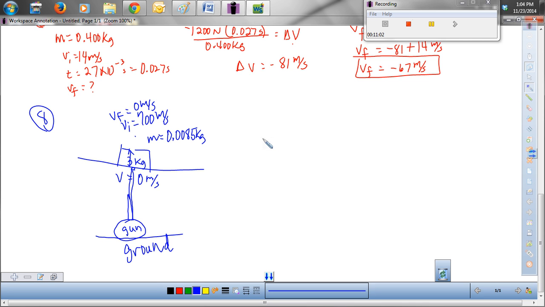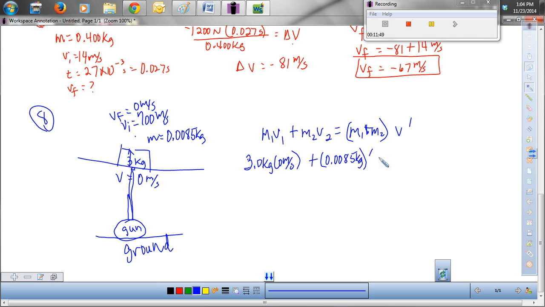All right, so I have M1V1 plus M2V2 equals M1 plus M2, because now they're stuck together, times V prime. Let me think about what I want to do here. I know that my mass 1 is the block. It's not moving at all. And M2 is the bullet, moving at 700 meters per second. And now the bullet and the block are stuck together, 3.0085 kilograms. And they have a common velocity that I'm going to call V prime.